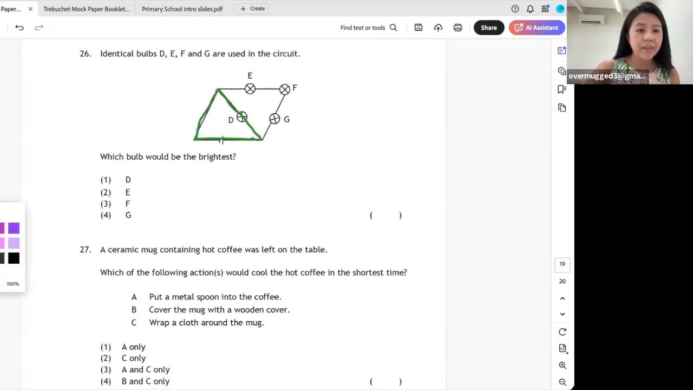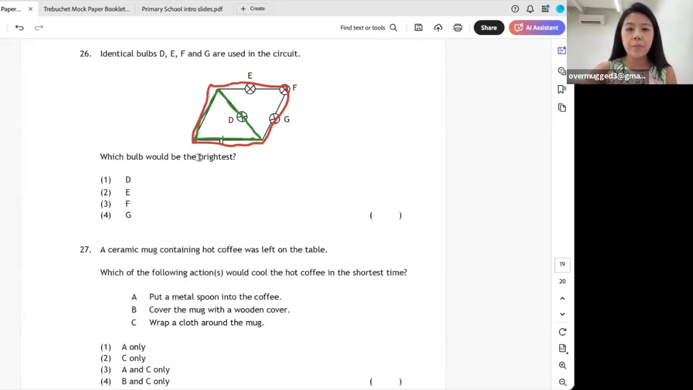Okay, and then the other circuit is this way. It's going to go around the 3 bulbs, E, F, and G. We are looking for which bulb would be the brightest. In the green circuit, this one battery is feeding 1 bulb. In the red circuit, this battery energy is split among 3 bulbs. So E, F, and G cannot be brighter than D. Okay, so therefore your answer is option 1.